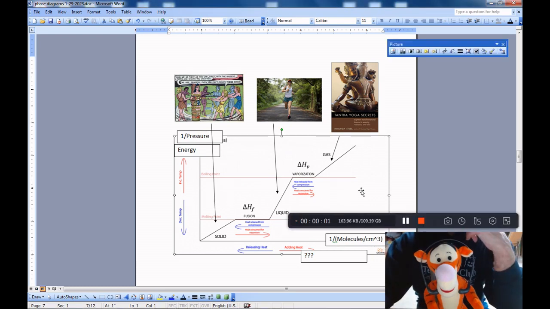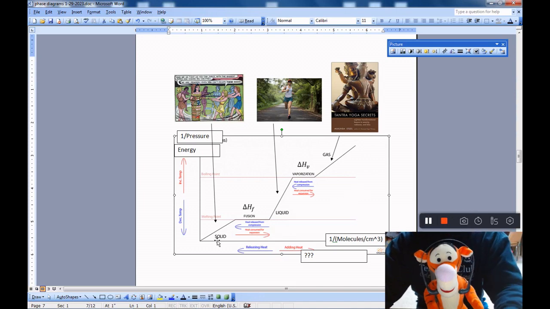Something happened there, I had to restart the voice recorder. So down here you have a small number, which means the molecules per cubic centimeter would be very high, thousands, to get a low 1 over. And then the pressure would be very high, so 1 over a high pressure would make it a low number on this graph. So the axes kind of work out.